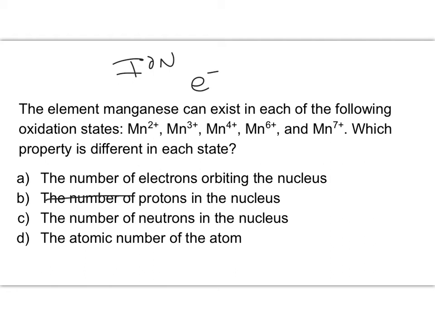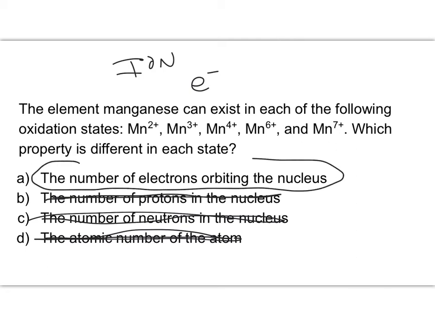The number of protons in the nucleus, that's not it. Protons change the element. Neutrons make them isotopes, not ions. And the atomic number, well, that would make it a different element again. So not ions, but different elements. So the key is that ions are atoms of the same element with different numbers of electrons.